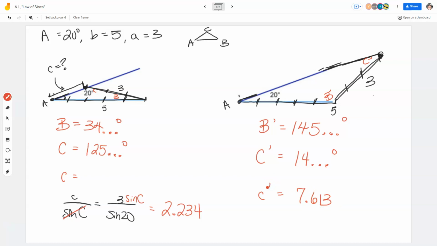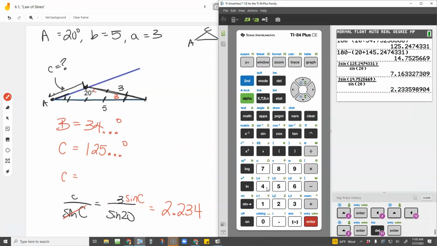That would just be little c prime. It's case 1, it's case 2, and it's ambiguous. Why? Because there are 2 different options. So what's WebAssign going to have? Boxes for you to fill in if there's 2 cases. And if there isn't 2 cases, you put D and E for the second case and only fill in the first case. Or if neither of them work, then you put D and E for everything.